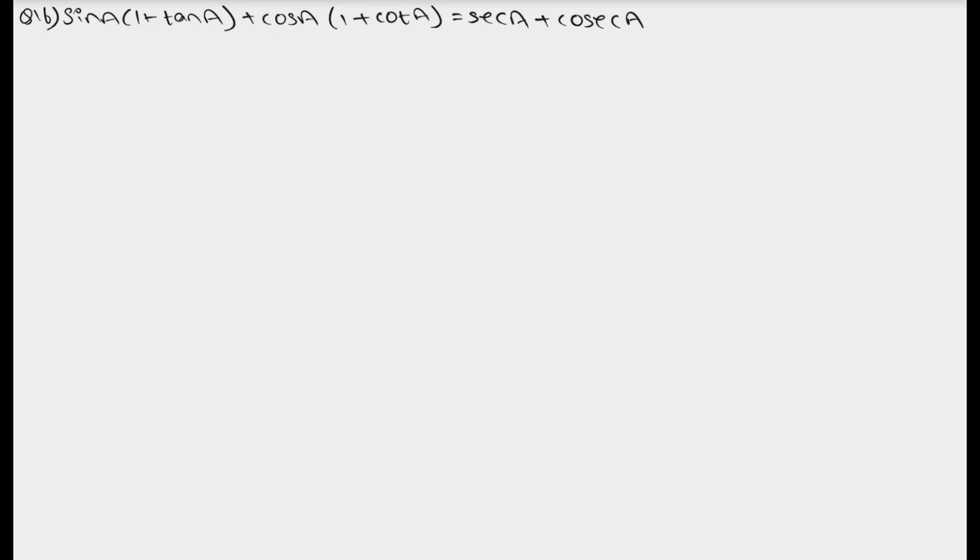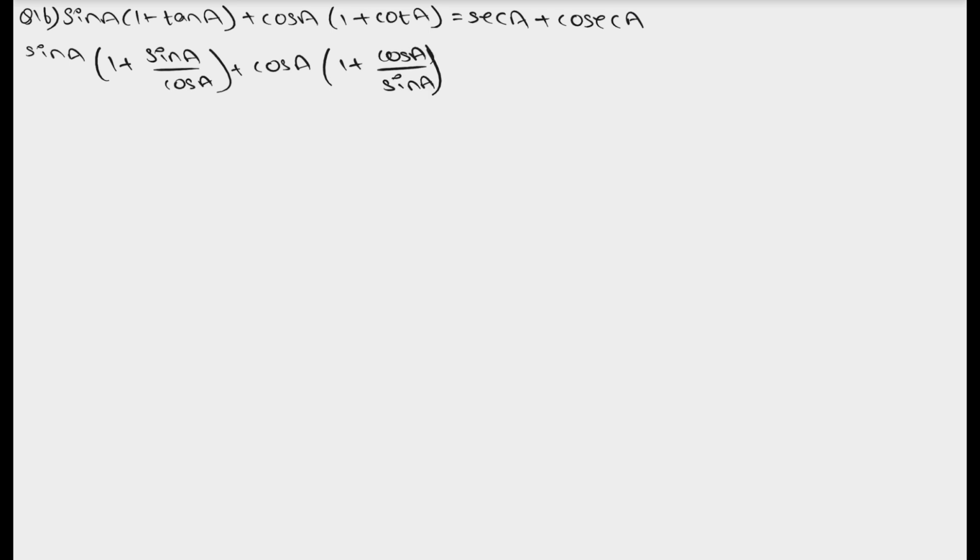Next we have question number 6, which is sin A (1 + tan A) + cos A (1 + cot A). First convert this in the form of sin A and cos A to simplify the LHS value here. Let's go with our solution. The tan A can be written as sin A by cos A, and the sin and cos remain the same, and this cot A can be written as cos A by sin A.